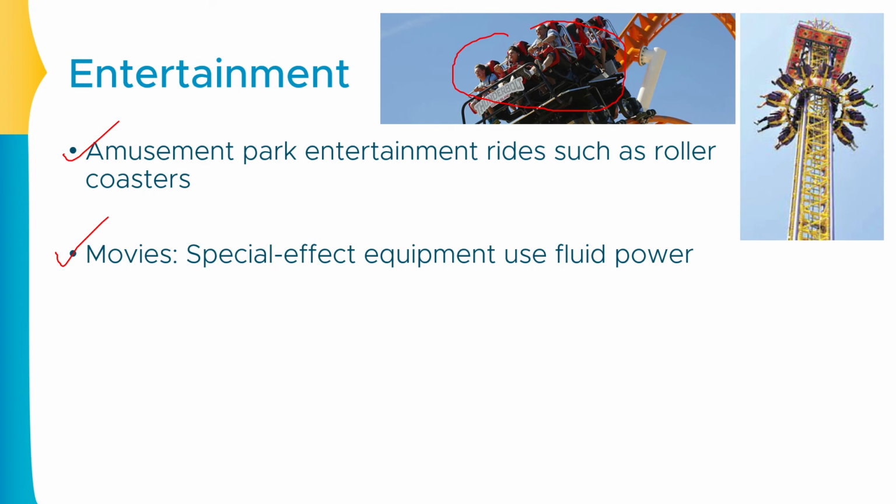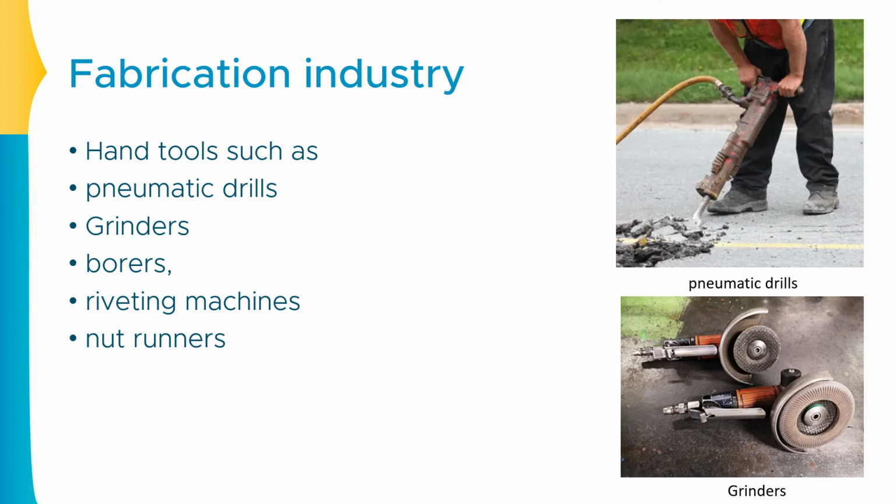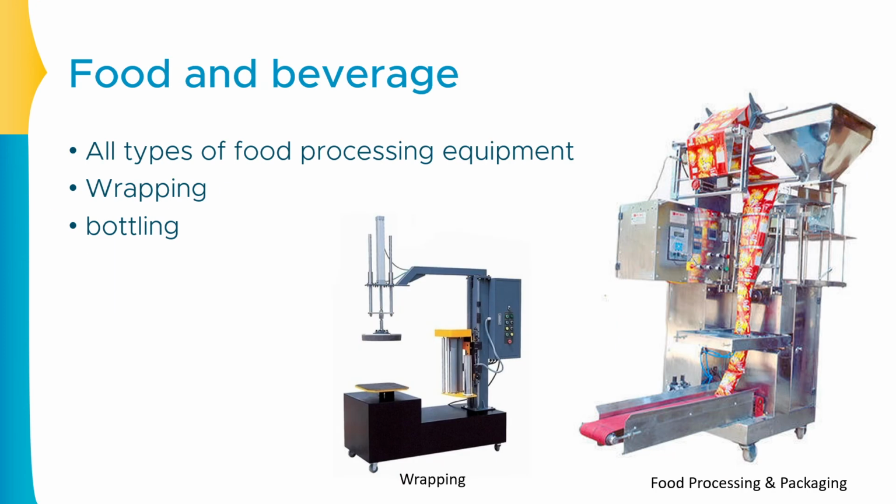Other than that, if you observe the fabrication industry, lots of hand tools such as pneumatic drills. If you observe this one, this is one of the pneumatic drills. Other than that, the pneumatic grinders, borers, riveting machines, nut runners, all these kinds of equipment run on the pneumatic system. Other than that, if you go in the food and beverage industries, most of the food processing and packaging plants are based on the pneumatic systems. Other than that, wrapping stations or bottling stations are also using the pneumatic systems.